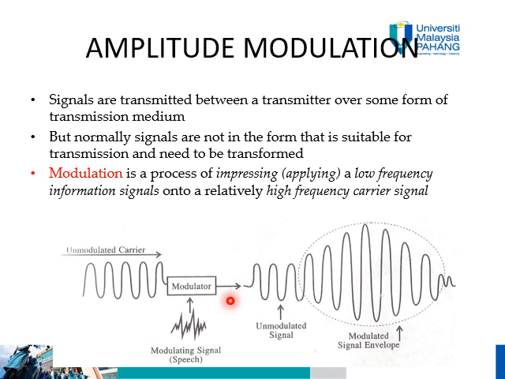This will produce a modulated signal. So in layman's terms, we combine the carrier and the modulating signal to produce the modulated signal. And for amplitude modulation, the signal is in the form of an envelope, as shown previously.